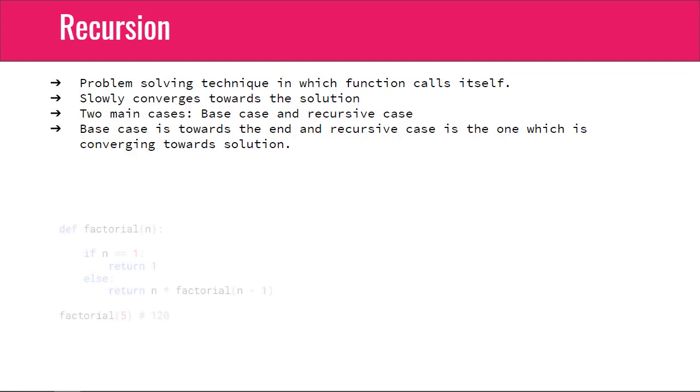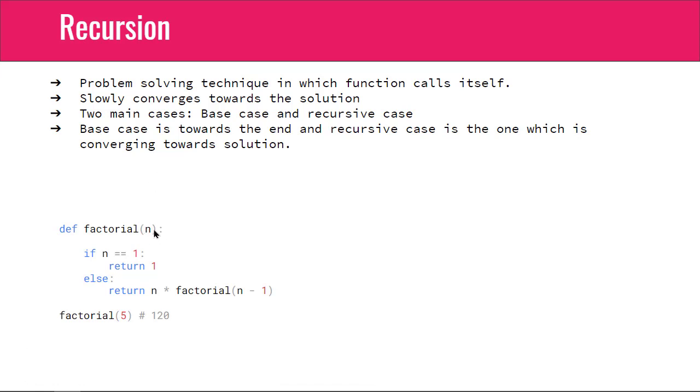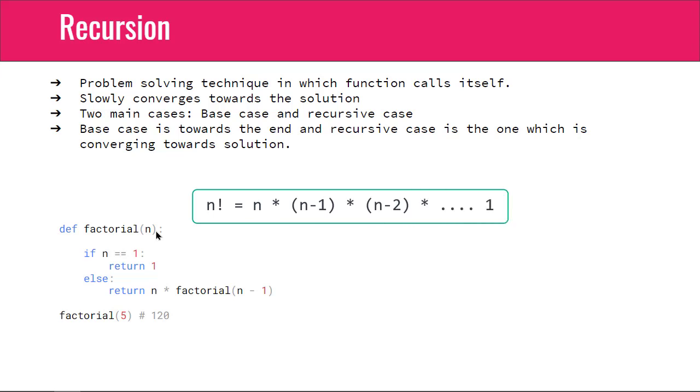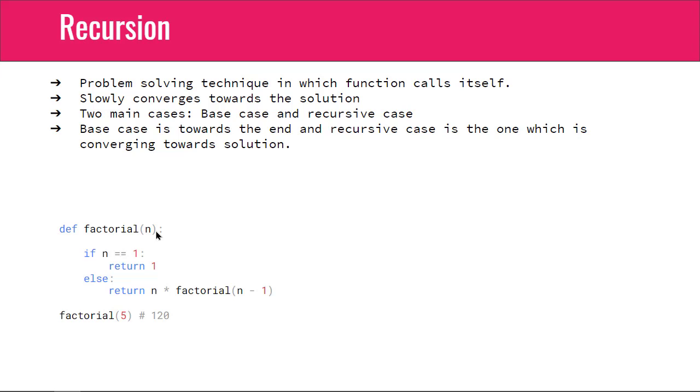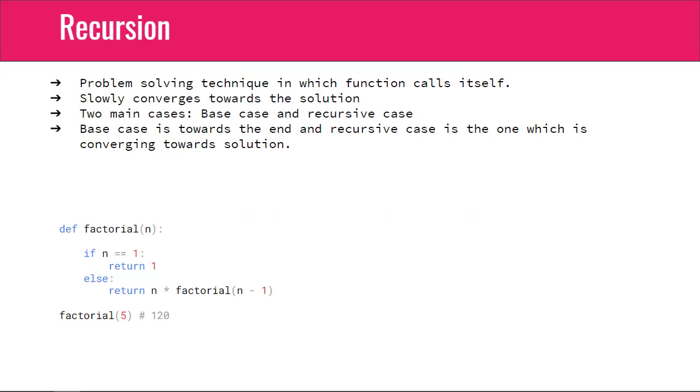We are going to take a look at the factorial example. Here I have shown this factorial function which takes a number. We want to find the factorial of this specific number. In mathematics, if we want to find the factorial of any number, we can multiply all the numbers starting from that number up to the number 1. So for example, factorial of 5 will be 5 multiplied by 4, 3, 2 and 1. Similarly, factorial of 4 will be 4 multiplied by 3, 2 and 1.